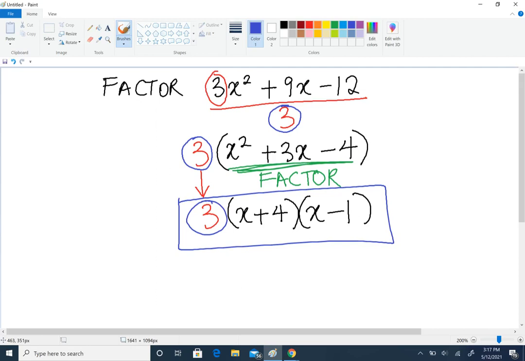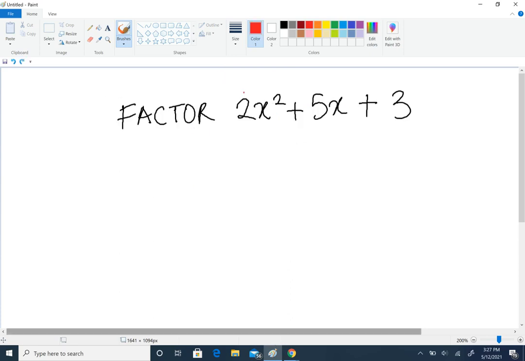All right, so I have one last example because I really want to show you guys this different way that the problem can be presented. Okay, so here we go. In the third and final example, we're asked to factor 2x squared plus 5x plus 3.